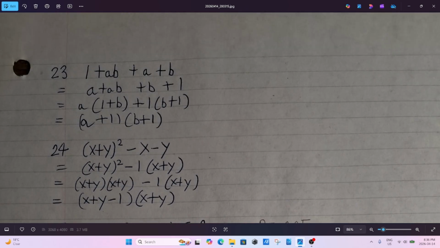23. 1 plus ab plus a plus b. We can rearrange it so it becomes a plus ab plus b plus 1. And then we factor the first two terms, factor the second two terms. And we see that there's a common factor of b plus 1, so it becomes a plus 1 times b plus 1. 24, x plus y squared minus x minus y. That is equal to x plus y times x plus y minus 1 times x plus y. So it says x plus y minus 1 times x plus y.